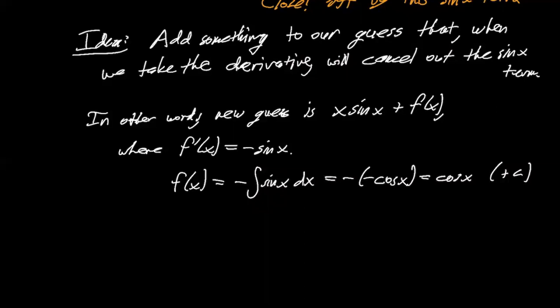So that's the thing we want to add to our guess. But I want you to keep in mind that we can almost make a formula for what we need to change our guess by. It's the negative of the integral of the thing that we want to get rid of. Should I write that in words? This is negative the integral of the thing we want to get rid of.